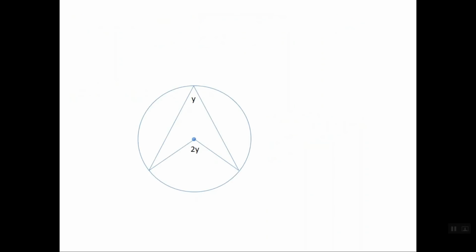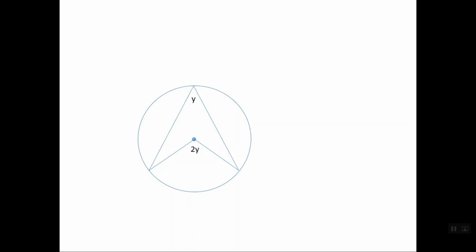Now let's look at our third theorem. Again, this is still linked to the one that we did first. This is the theorem that we looked at before, which said that angle at center is twice angle at circumference. So we're going to use this one now to help us come up with the other theorem, which is the third one.